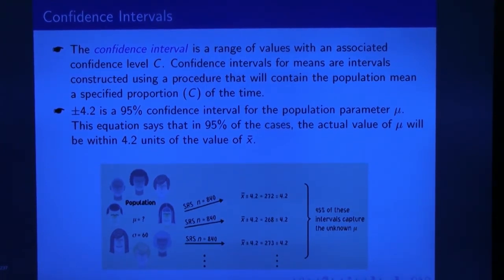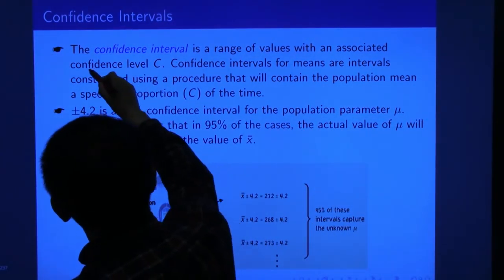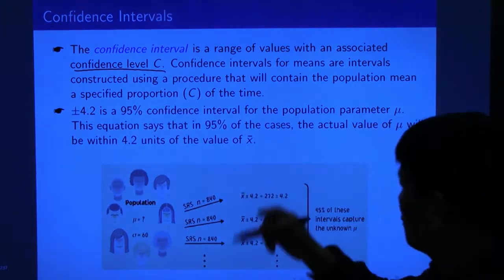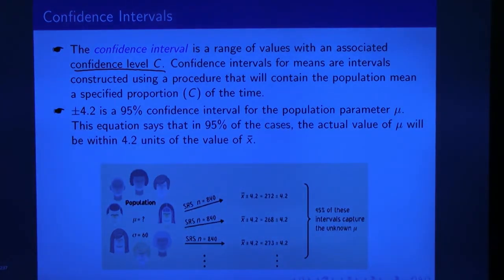We already know the confidence intervals are ranges of values with an associated confidence level. We mentioned confidence level a lot of times. In our previous example, it said 95% confident. We are 95% confident.